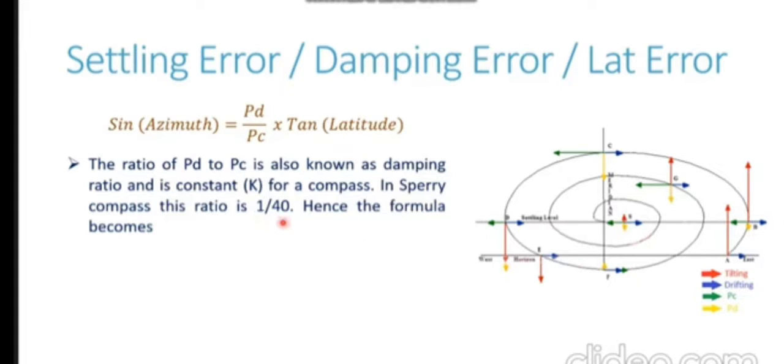So how is this 1:40? Let me take you back a little bit. When we discussed the concept of the gyro compass, I told you there are two weights which are fitted on a gyro compass. One weight, the bigger one, is used to make the compass top heavy.